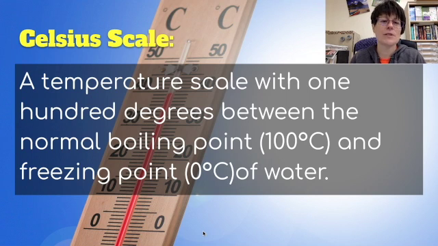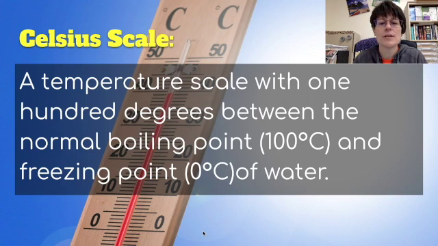So let's first start with the Celsius scale. This is a temperature scale with 100 degrees between the normal boiling point of 100 degrees Celsius and the freezing point of 0 degrees Celsius of water. Sometimes this is also called the centigrade scale because centi means 100 and there are 100 gradients between the freezing point and the boiling point of water. So that's why Celsius is also sometimes called centigrade.